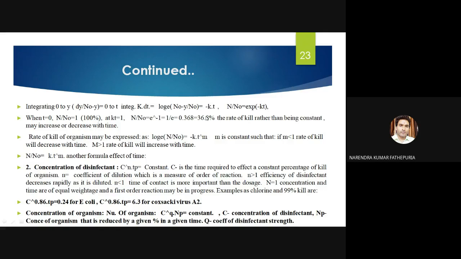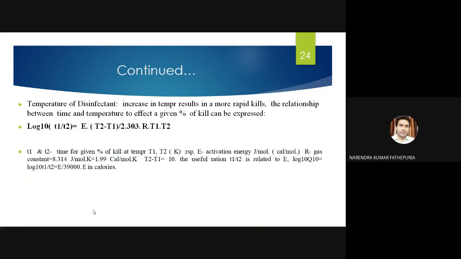So these are the two equations you have to use, one is this equation, and the second one is this equation. Suppose C to the power 0.86 into tp is equal to 0.24, for E. coli bacteria this equation will be valid. And then for the coxsackievirus A2, this equation will be valid. These are standard experimental things, not going into detail. As for the temperature of the disinfectant, an increase in temperature results in more kill. More temperature means more killing of bacteria.